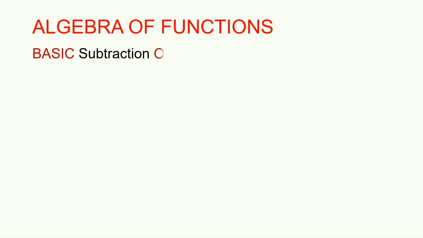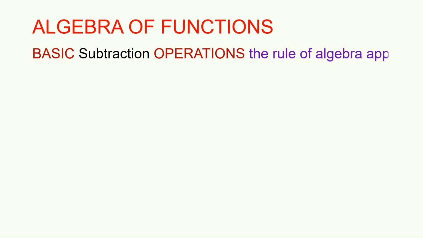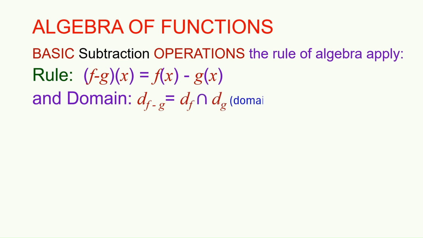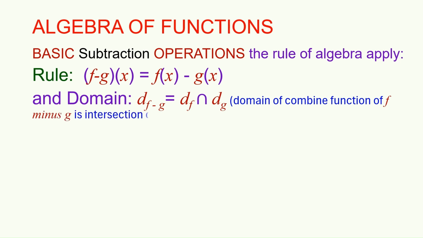Basic subtraction operations. The rule of algebra applies. Rule: subtraction of functions, f minus g of element x equals f(x) minus g(x), and the domain of f minus g is the intersection of domains of function f and function g.